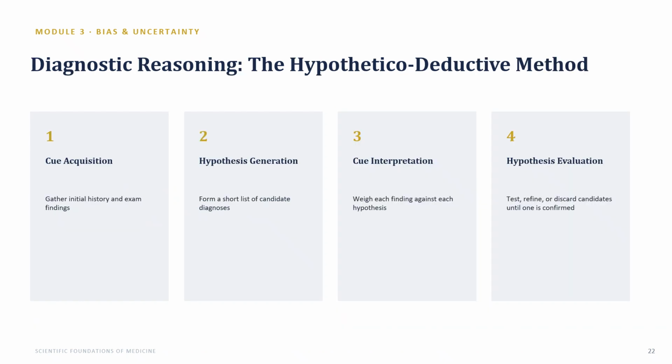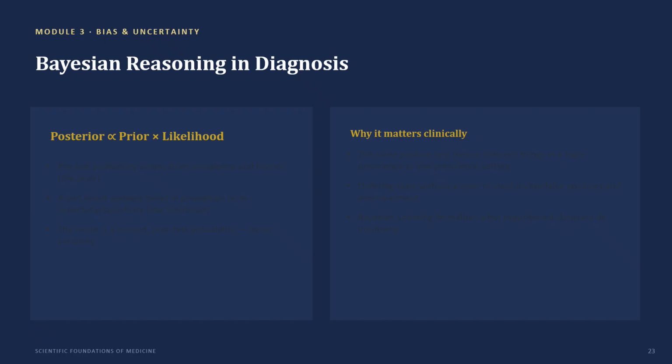So coming to the diagnostic reasoning, doctors collect patient information, develop possible diagnoses, perform investigations, and revise the decisions based on new evidence. This logical process supports accurate diagnosis. Now let's see Bayesian reasoning in diagnosis. Bayesian reasoning updates the probability of disease whenever new clinical information becomes available, helping clinicians make more accurate diagnostic decisions.